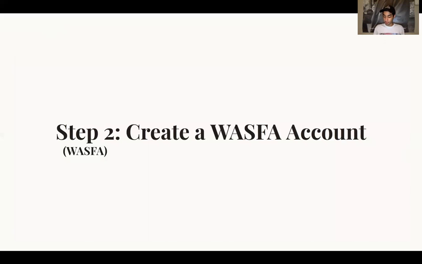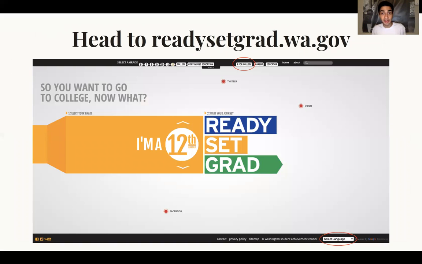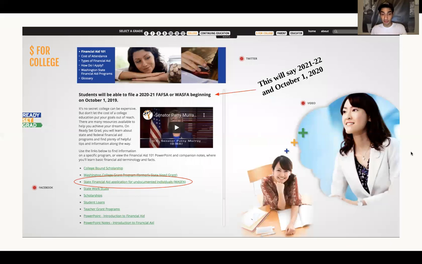For my WASFA folks, it's just a few more steps, but it's also super fast. Start by heading to readysetgrad.wa.gov. You should see this really nice website where you can select your grade, but for now, just choose your preferred language there at the bottom right. There are hundreds to choose from, and then click the Money for College button up there at the top. Then click on the WASFA link, should be the third one down.